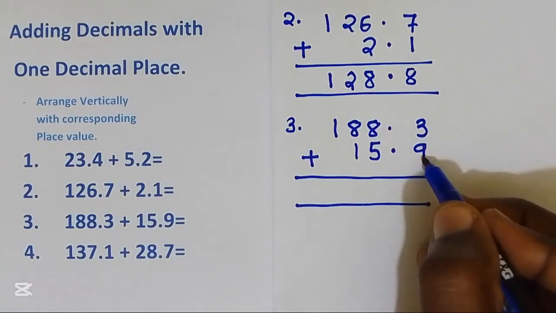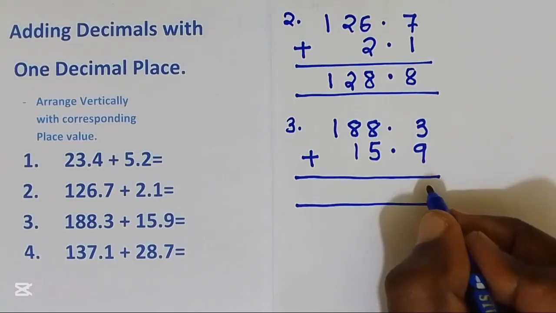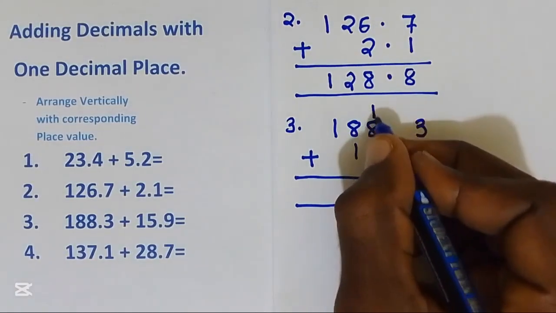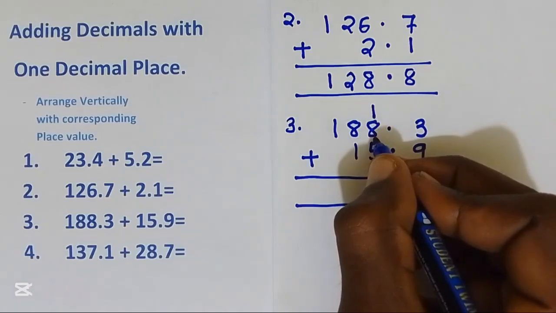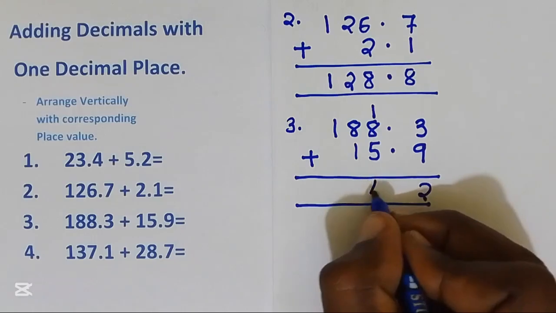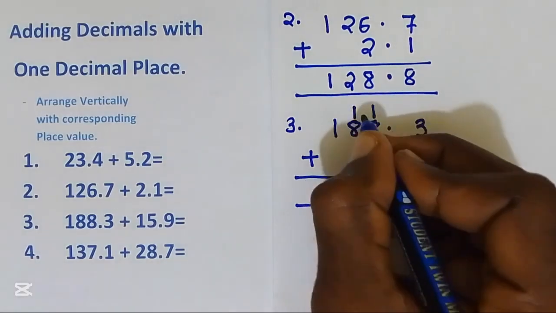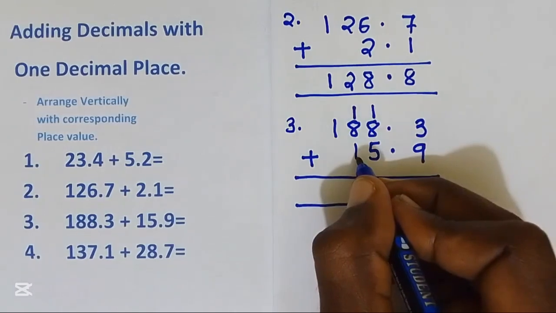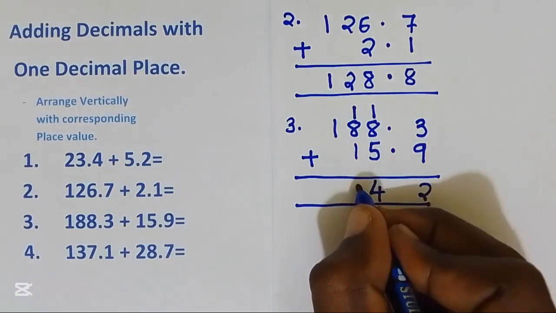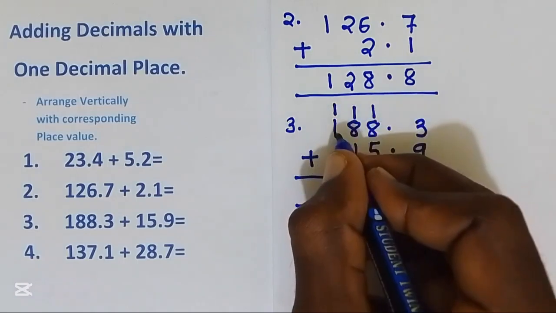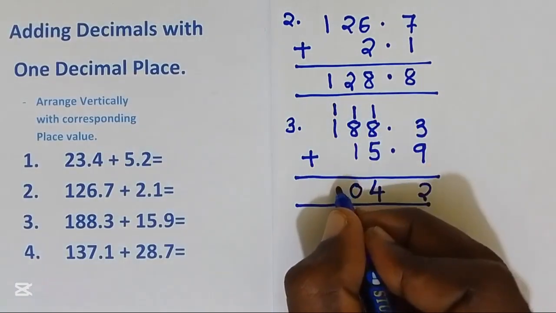3 plus 9, we got 12. We are going to write 2. We carry 1. 1 plus 8 is 9. 9 plus 5, we got 14. We write 4. We carry 1. 1 plus 8, 9. 9 plus 1, we got 10. We write 0, we carry 1. 1 plus 1, we got 2.